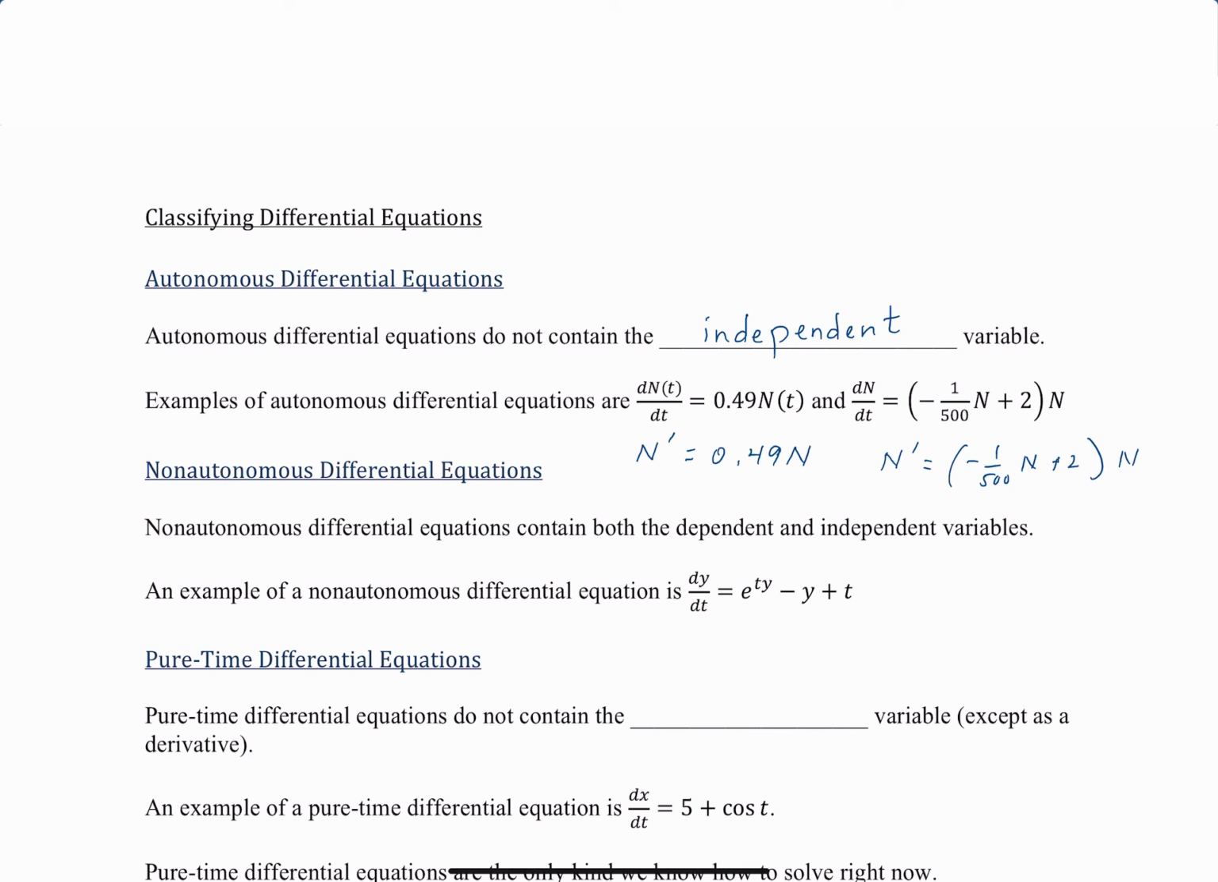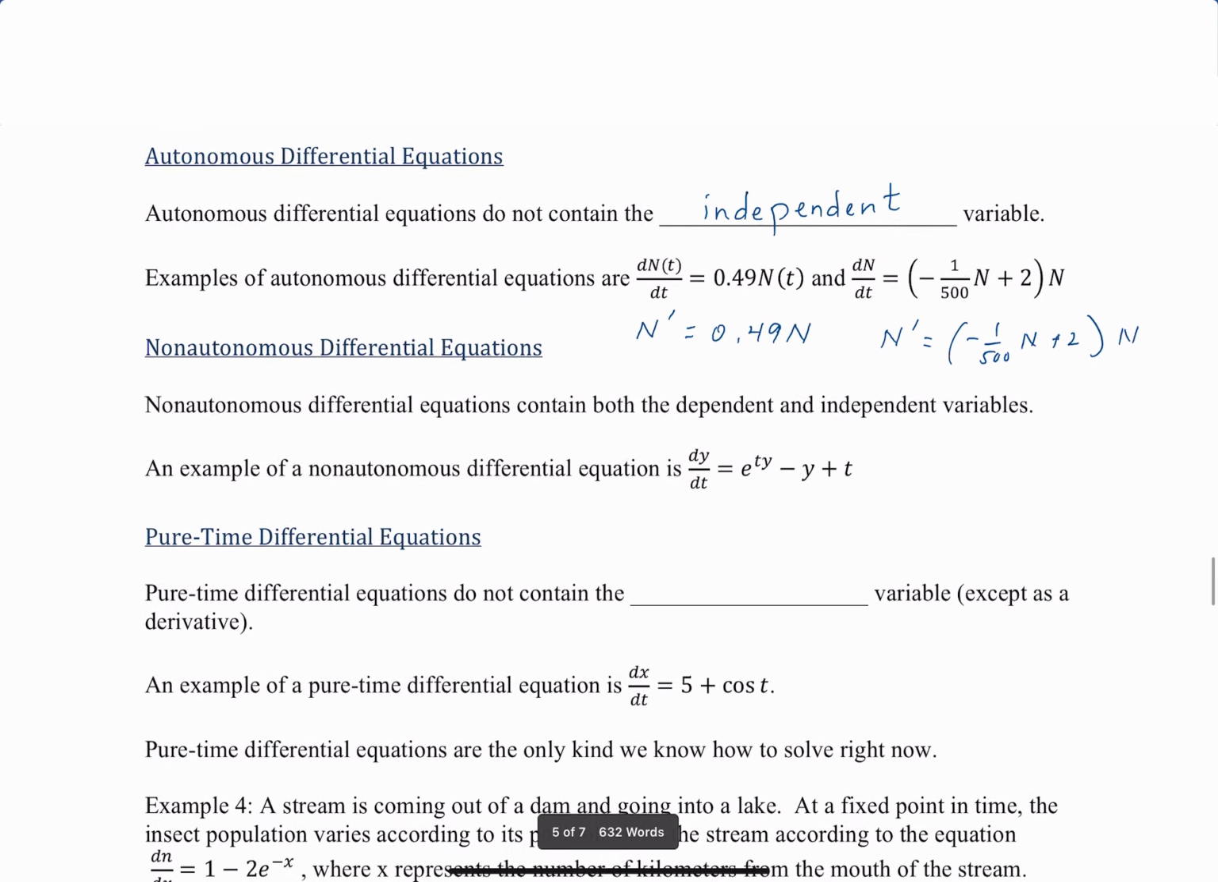It's not ideal to write equations in a way that doesn't tell you what the independent variable is, but it can be done. And if you do that, you can see, yep, the independent variable is not in there. So these are autonomous.